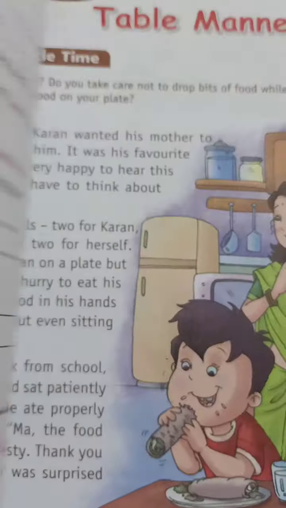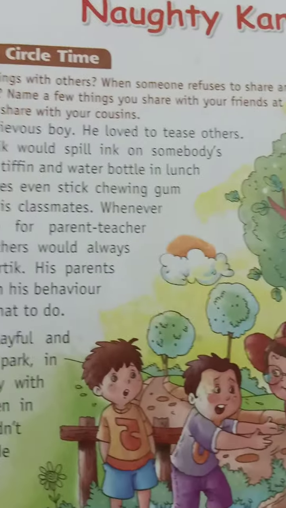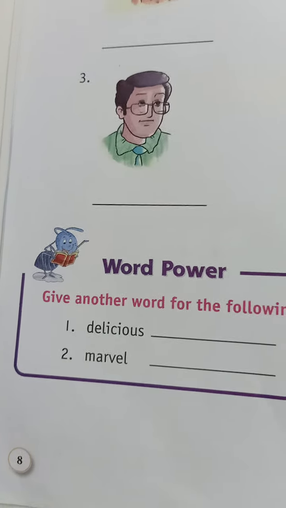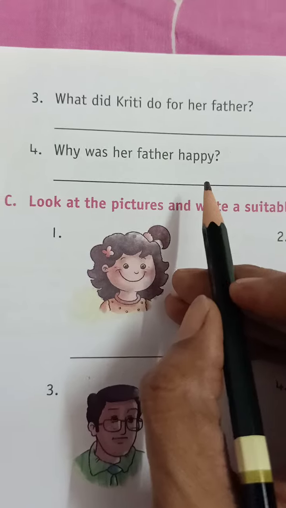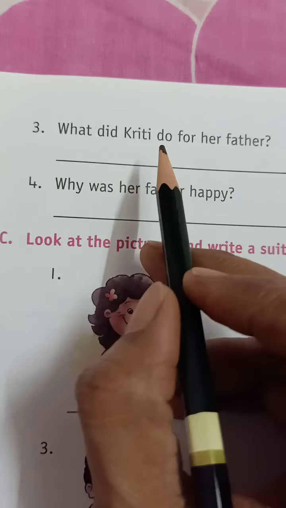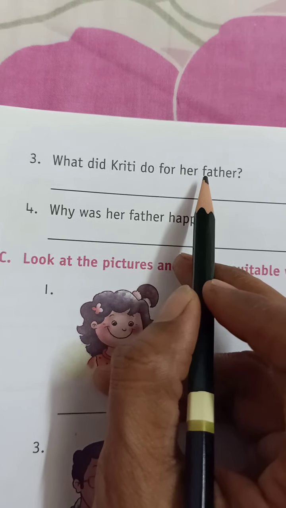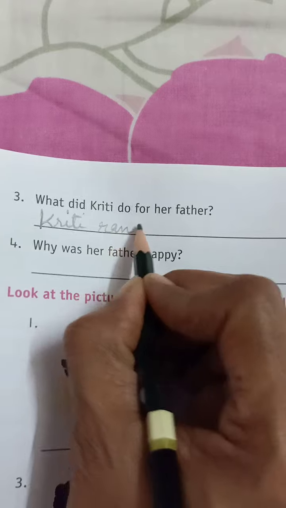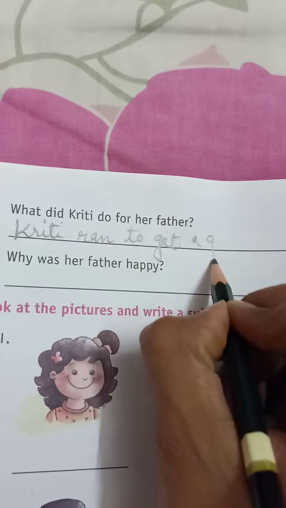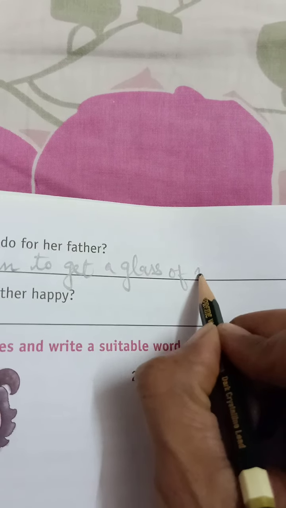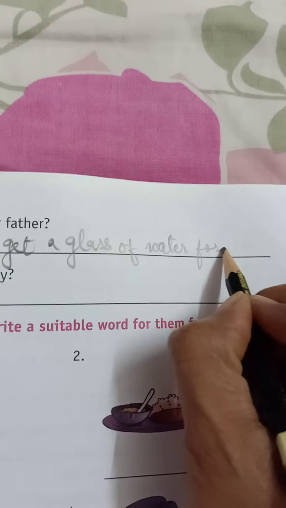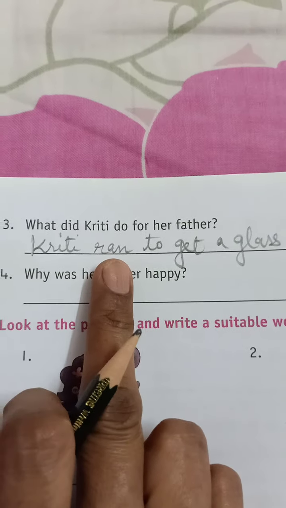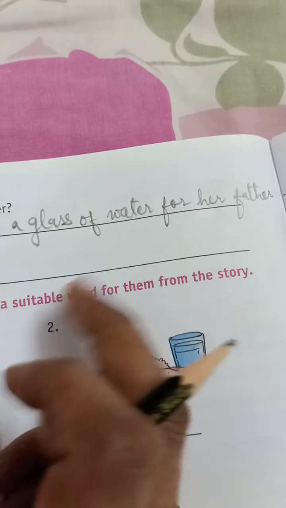Turn the page. Page number 8. Page number 8. Question number 3. What did Kriti do for her father? Kriti ran to get a glass of water for her father. We will repeat this answer. Kriti ran to get a glass of water for her father.